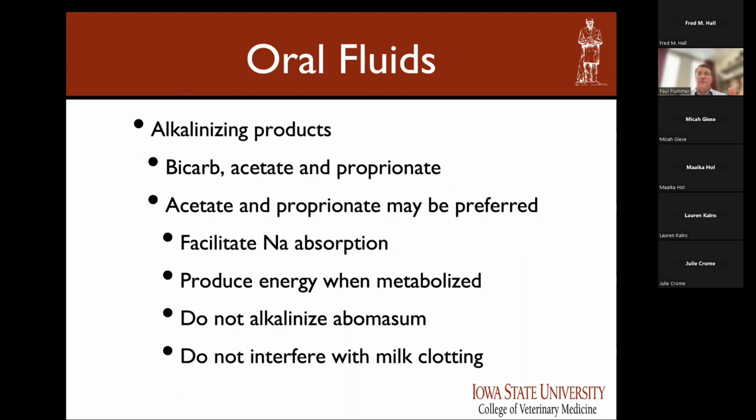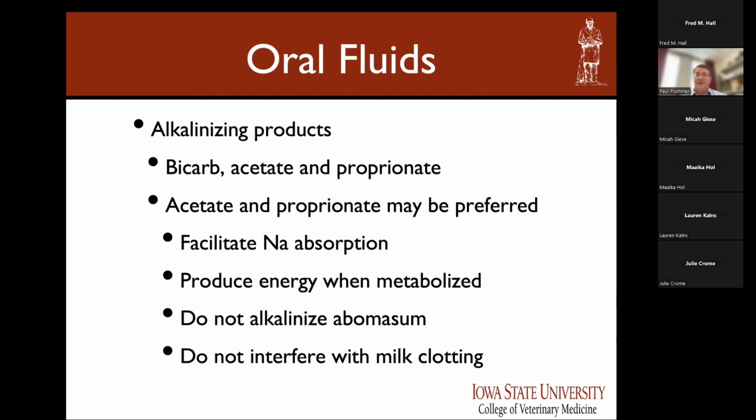So we do want to make sure that they have an alkalizing product in them, though. And there's several options there. Those are bicarb, acetate, or propionate. The benefit of acetate and propionate, those are my preferred option for oral. Number one, they facilitate sodium absorption. And we briefly talked about that sodium absorption is really important because that helps rehydrate them. But it requires some additional electrolytes or compounds to help with that uptake. And so acetate and propionate do that.